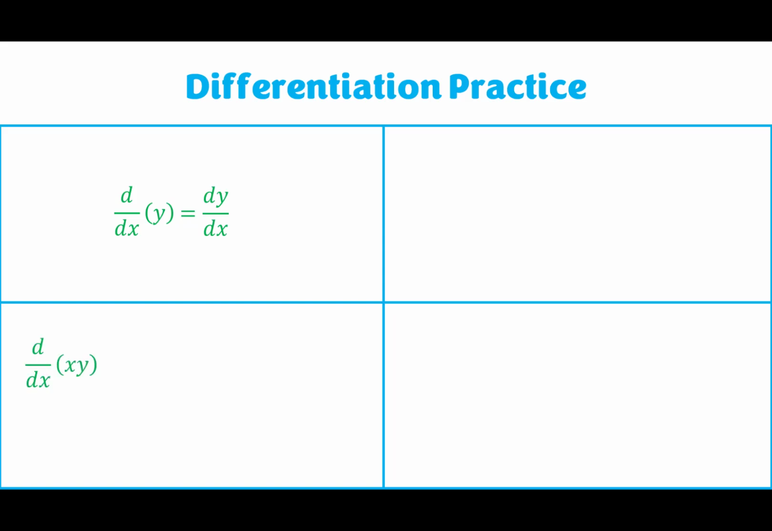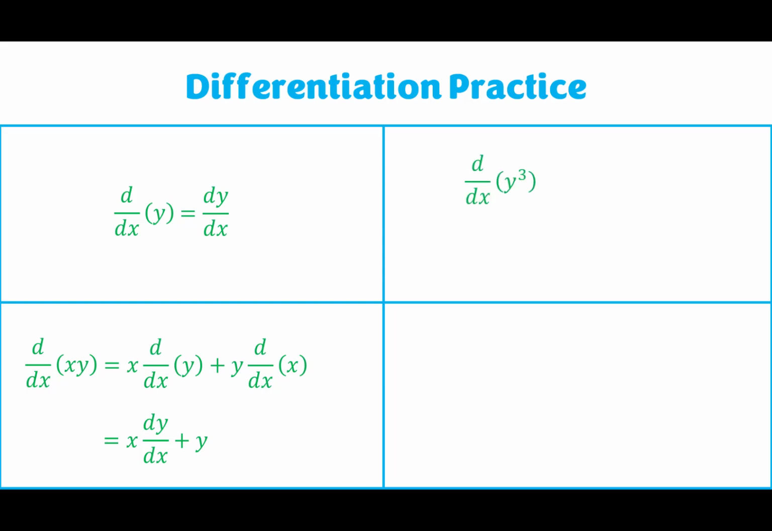Alright, so if we want to take the derivative of x times y, well, that's a product of 2 things. We'll use product rule, right? x times the derivative of y with respect to x plus y times the derivative of x with respect to x. The derivative of y with respect to x is what we just said a second ago. That's dy dx. And the derivative of x with respect to x is 1. So there we are. There's the derivative of that expression, x times y.